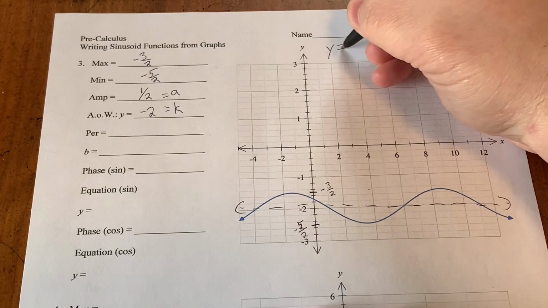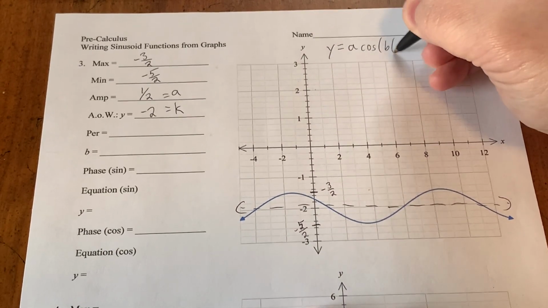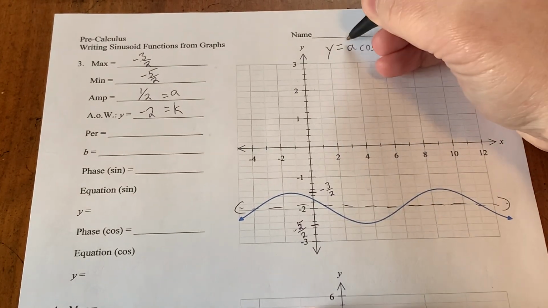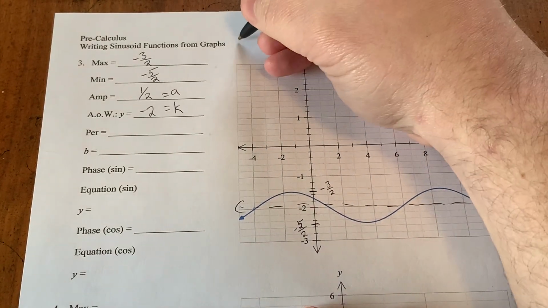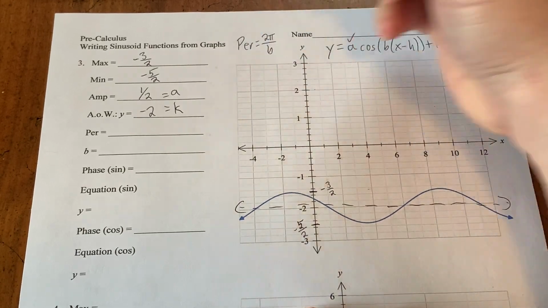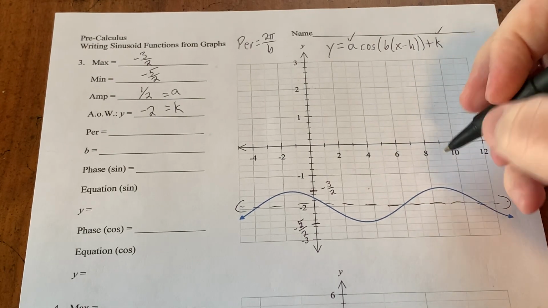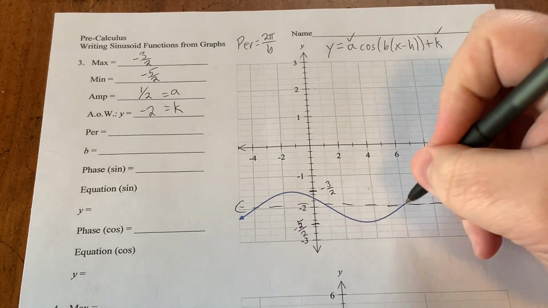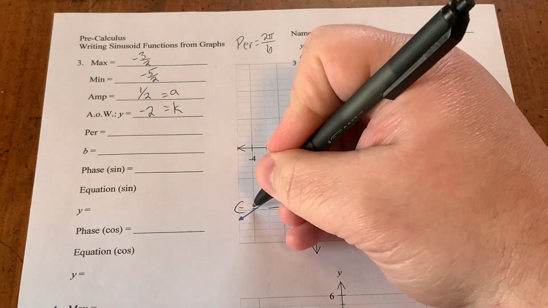In our equation, y equals a sine or cosine b times x minus h plus k. So we have a, we have k. And b we get from our period. Our period is 2 pi over b. So this time our maximums aren't at lattice points, but our axis of the wave is at a lattice point.